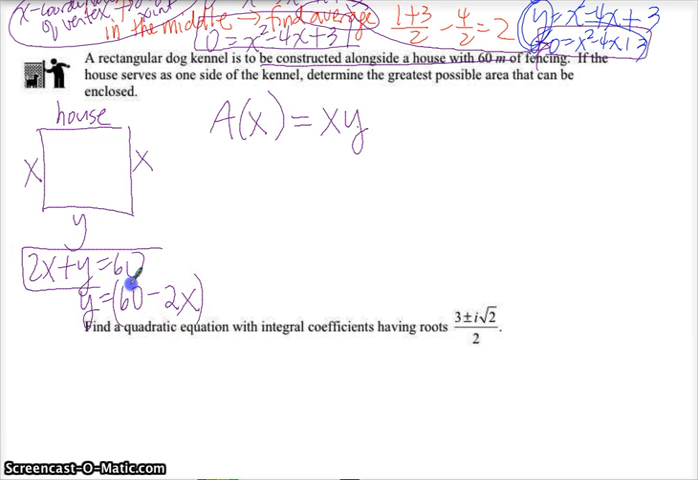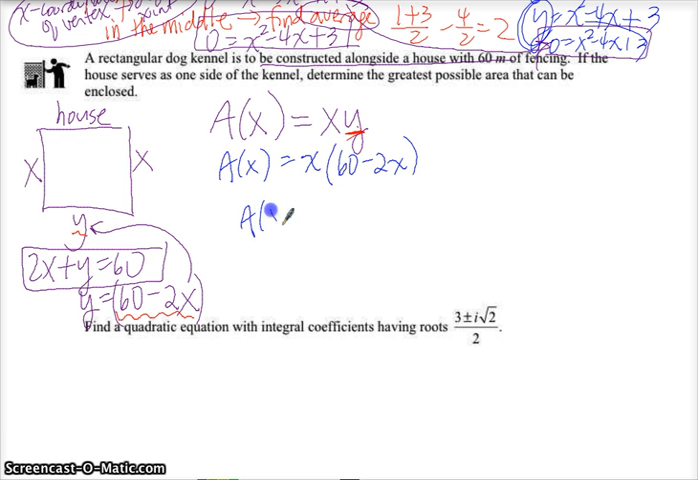I have to use this perimeter equation so I can substitute a value in for y, so I have everything in terms of x. So I take 60 minus 2x from this perimeter equation, and I substitute it in right here. So I get the area in terms of x equals x times 60 minus 2x.